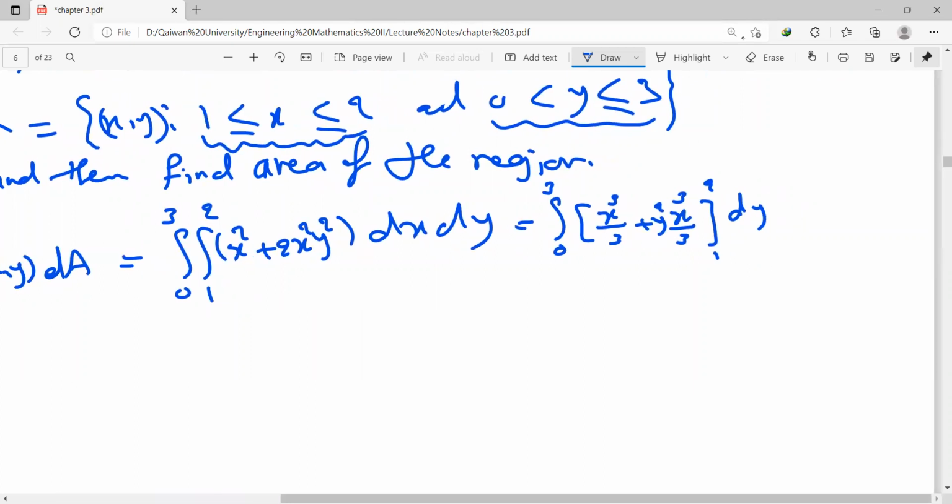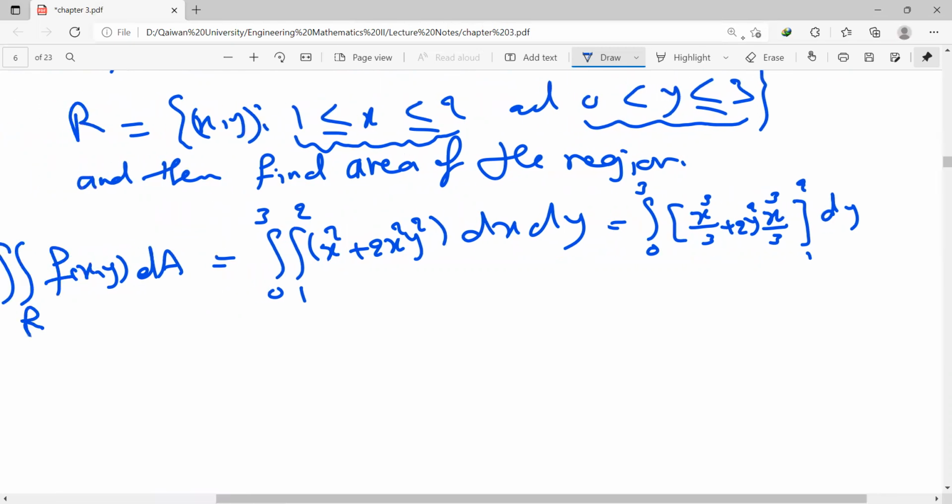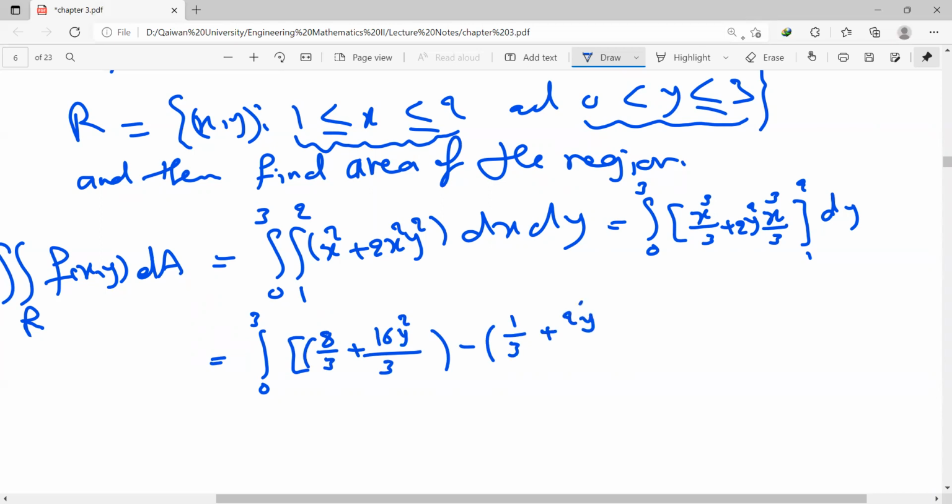Yes, I forgot this too. Now we replace x by 2 first and then by 1. We get the integration from 0 to 3. First, if you replace x by 2, we get 8 over 3 plus 2 is 16y squared over 3. Then minus, we replace x by 1. We get 1/3 plus 2y squared over 3.